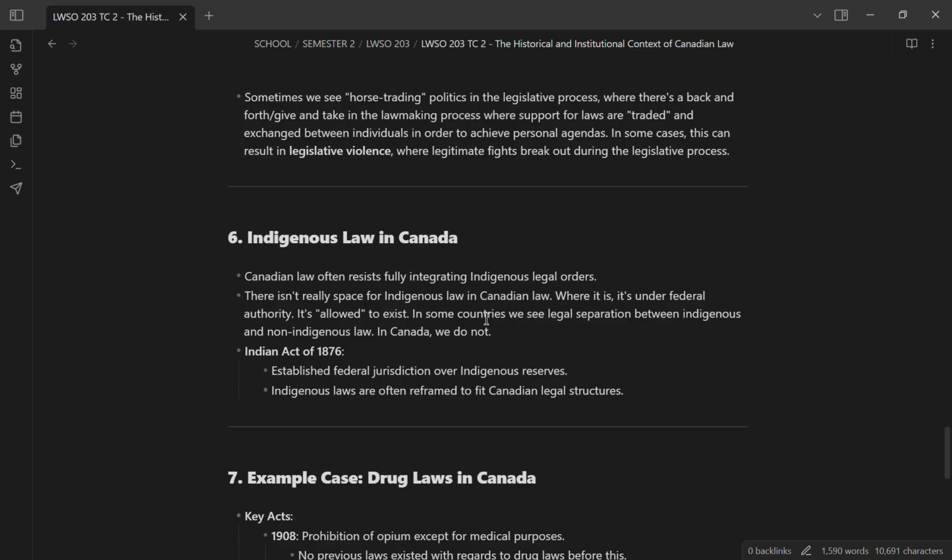And then just to touch on that, for Indigenous law, we see the Indian Act of 1876, which established federal jurisdiction over Indian reserves, which was terrible, and it saw the reframing of Indigenous laws into fitting Canadian legal structures, so kind of an elimination of legal identity. That's the key crux of the Indian Act of 1876.